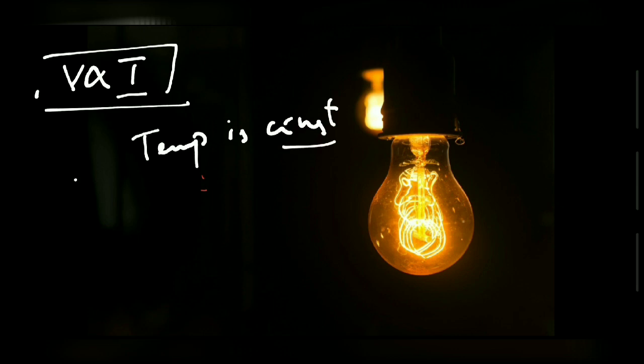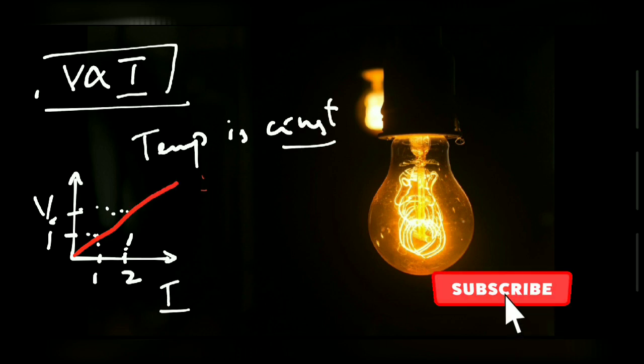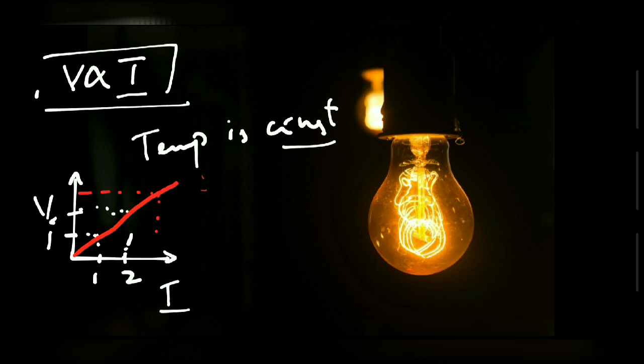Now, if you would like to draw a graph of voltage and current, if the value of the current is once, the voltage will also be once. If the current is twice, the voltage will also be twice. Now, if you plot a graph, how would it look? It would be linear. Got it? So this is what Ohm's law states.